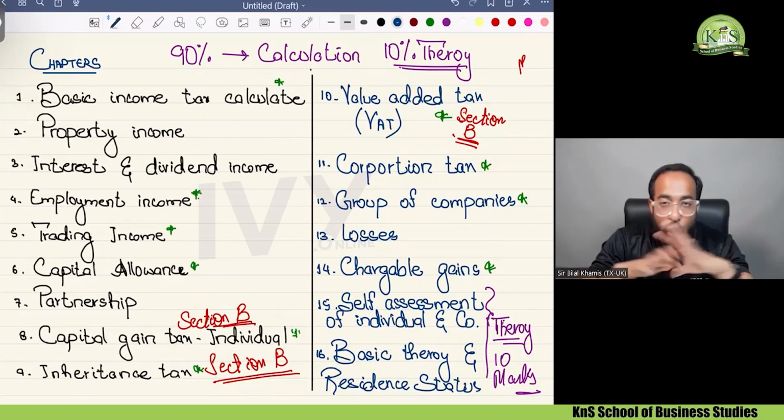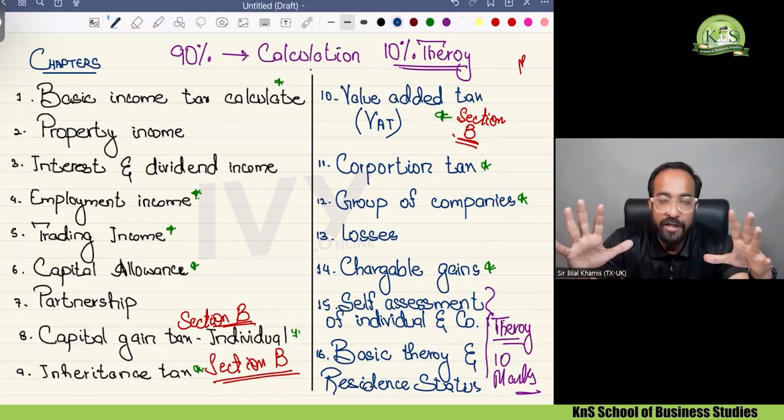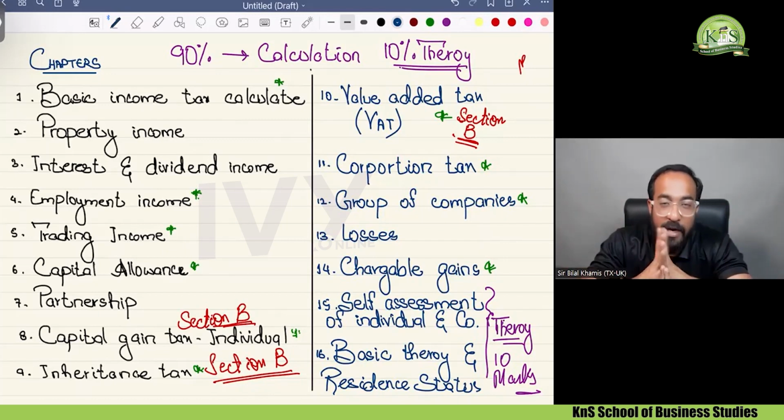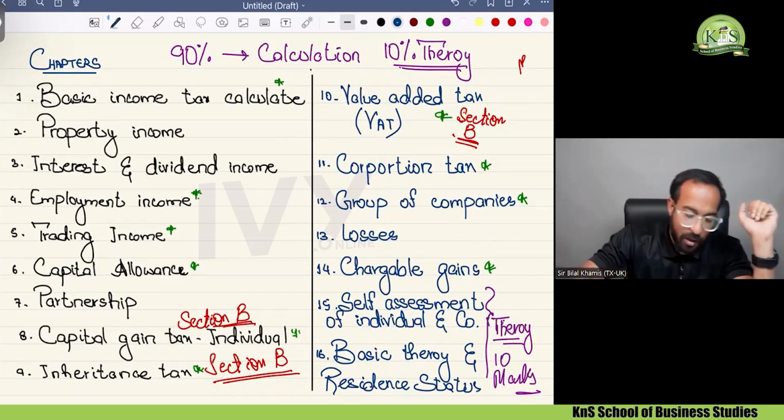For section A, all the 16 chapters can be tested. You never know which part will be tested in section A. So we are very much clear about section B questions. We are very much clear about section C questions. And you know, section A is always a trickier one because it covers the whole syllabus.